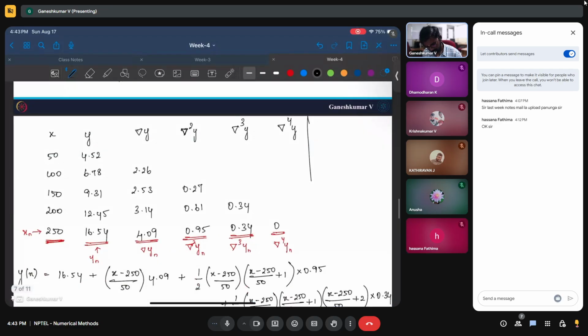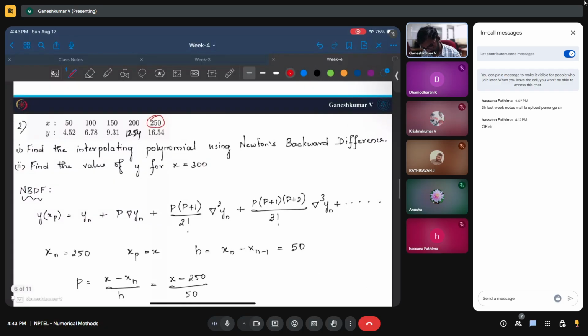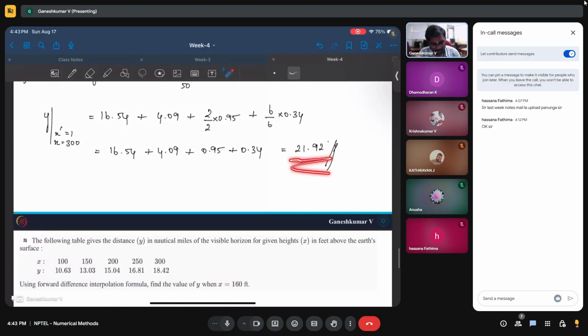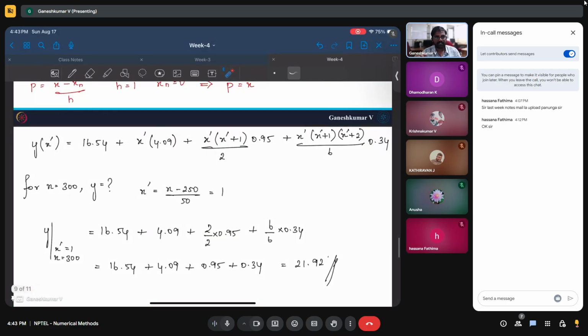Okay. So here, if you go back to this problem, you see it is increasing from 16.54. So till now it has been increasing. So at 300 we expect it to be more than 16.54, and that's what you see here. It's going to around 21.92. Okay. So basically we have a third degree polynomial which can interpolate between these values also, so the third degree polynomial is this one.